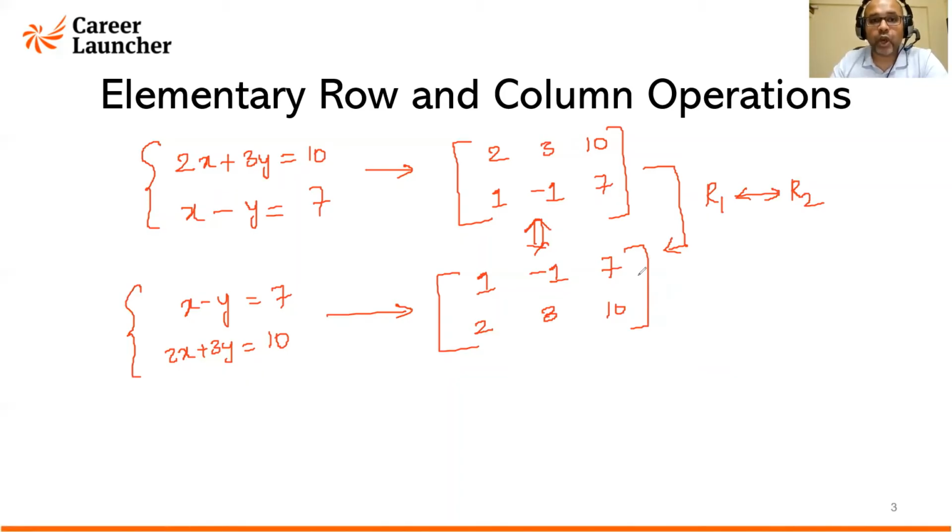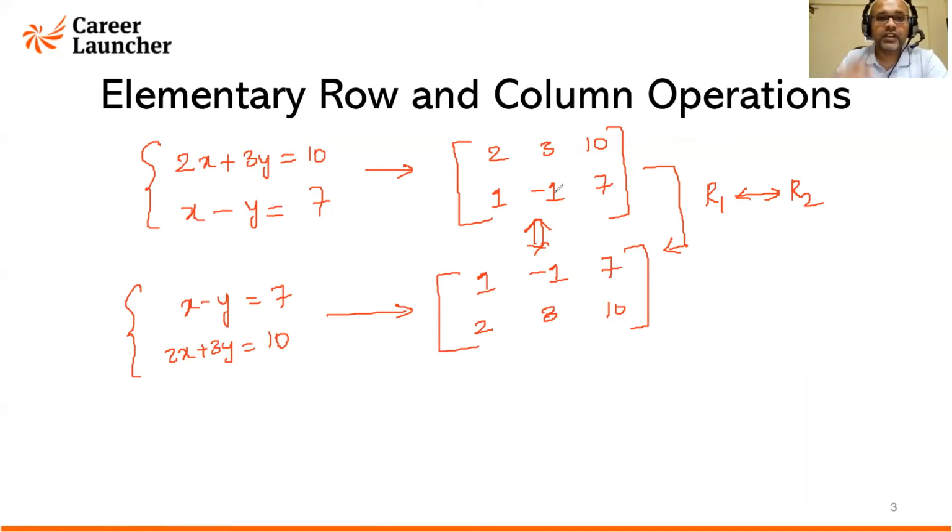The same is not true for a column when I look at it from the perspective of equations. You can't say I will interchange columns and the equations will still remain the same. But row operations will keep the equations the same. This is important for you to understand. So row operations do not change the nature of the equation itself.